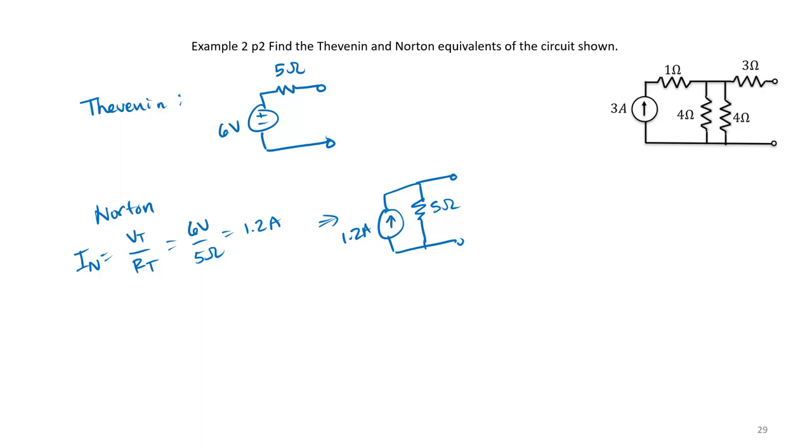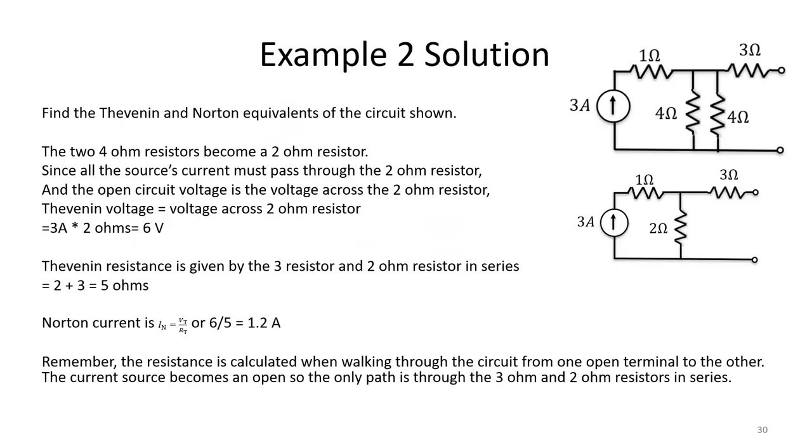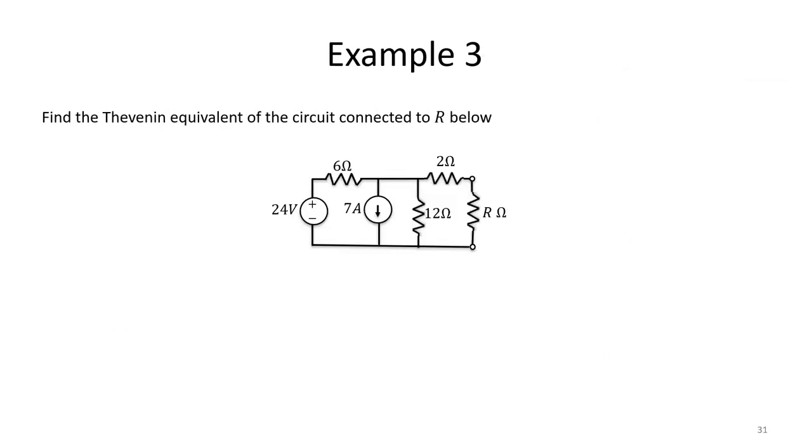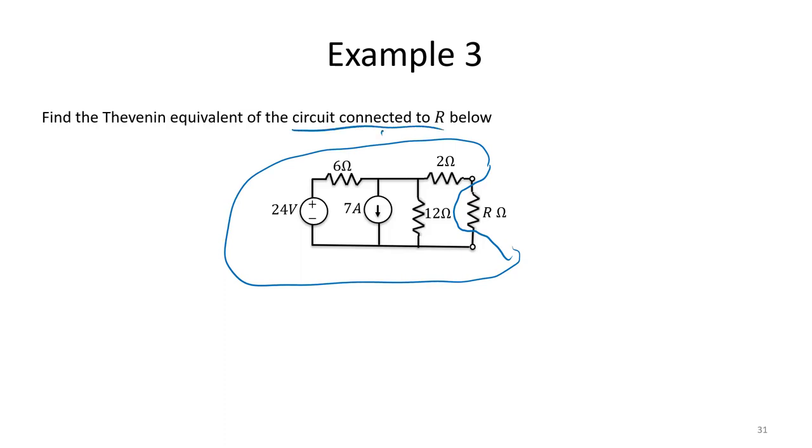Let's try one more, slightly more complex example before we look at dependent sources. So here we want to find the Thevenin equivalent, and now we have both an independent voltage source and an independent current source in this circuit. And notice we're trying to find the Thevenin equivalent of the circuit connected to R. So basically, we're looking at the portion of the circuit connected to the load R.